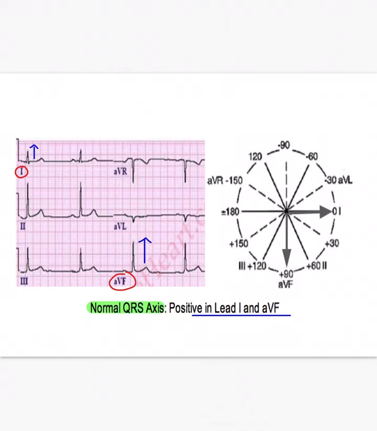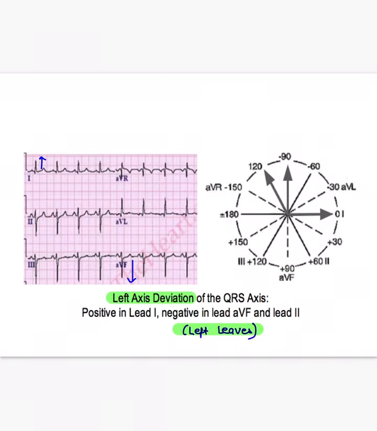This is lead 1. More positive up, less negative down, means overall lead 1 is positive, it will come this side. Now AVF, this is more positive up and very little positive down, means overall it's positive. So AVF will also come down. So where does it come? This comes in the normal QRS axis, that is normal axis. And then we'll have a mnemonic also. First try to understand, then we'll have a mnemonic.